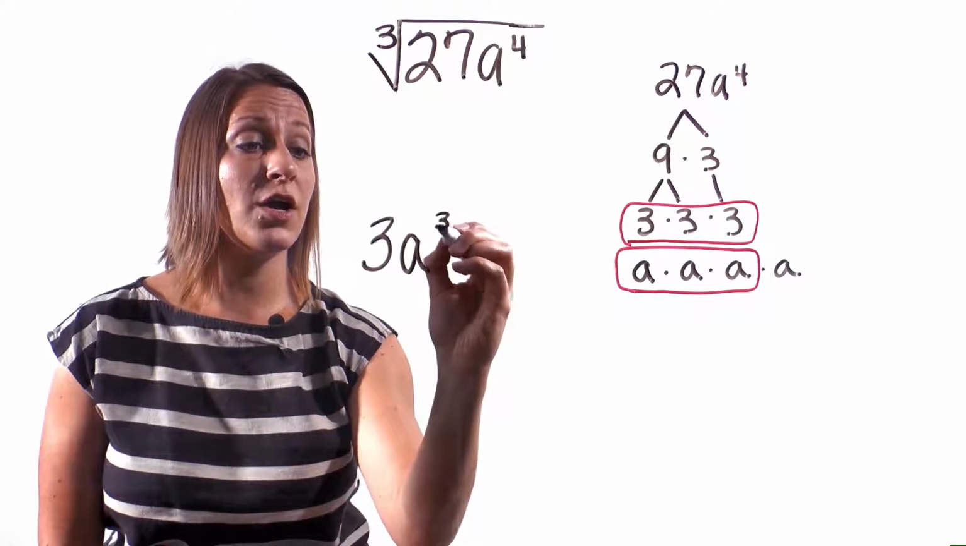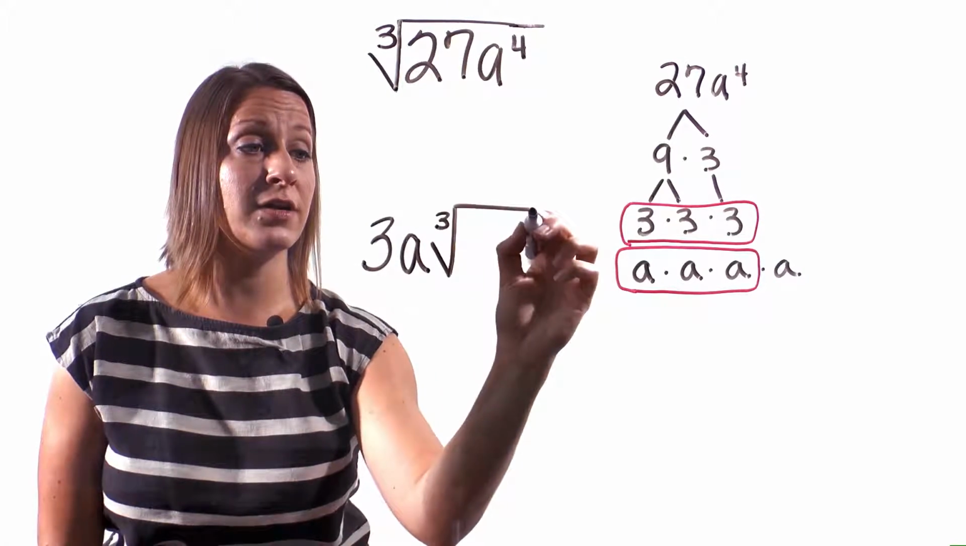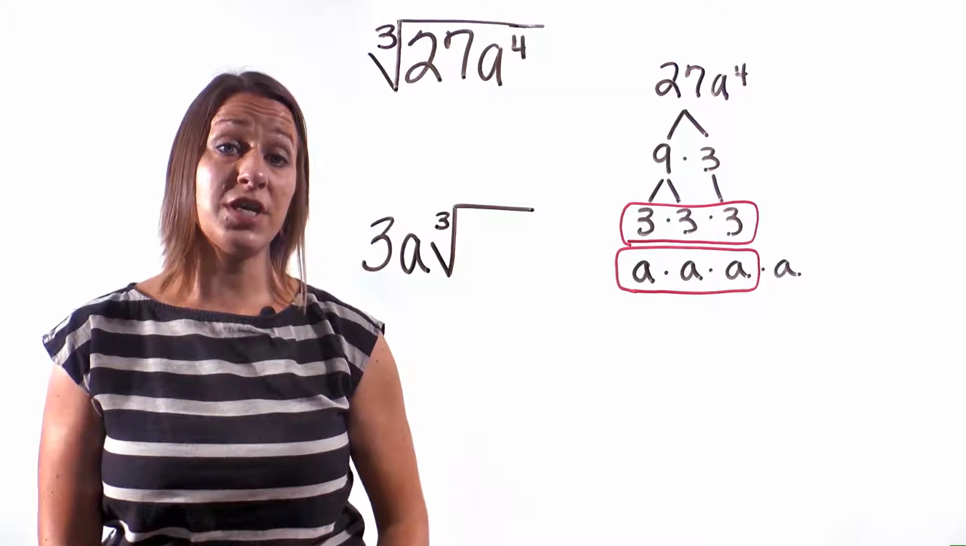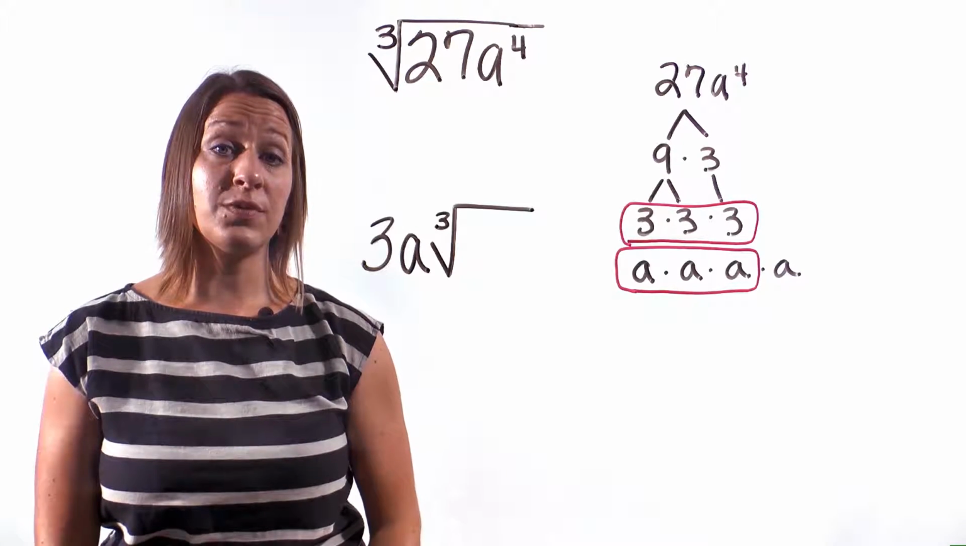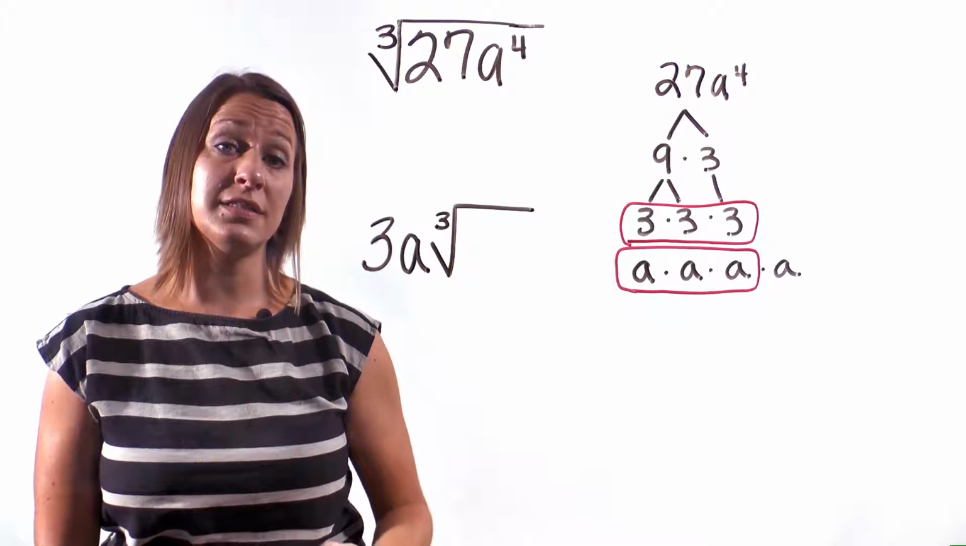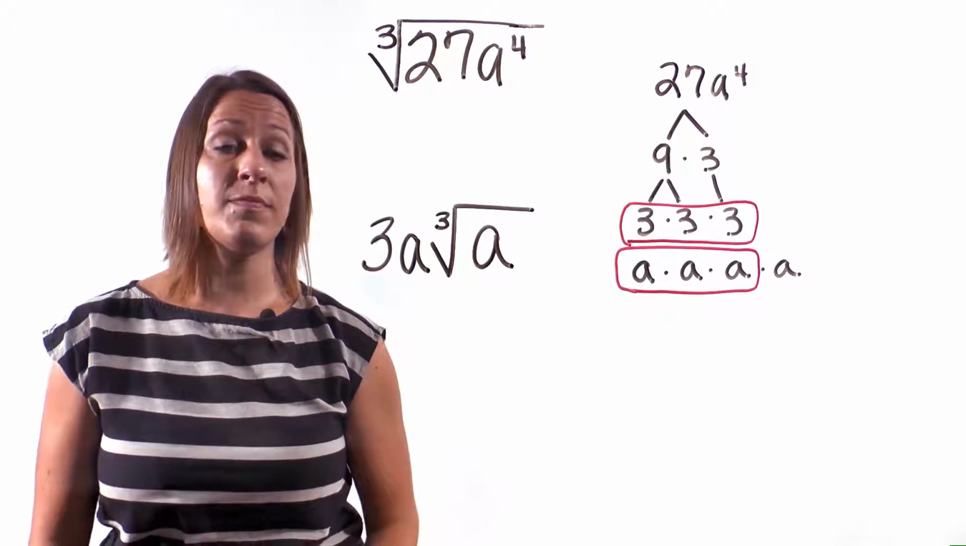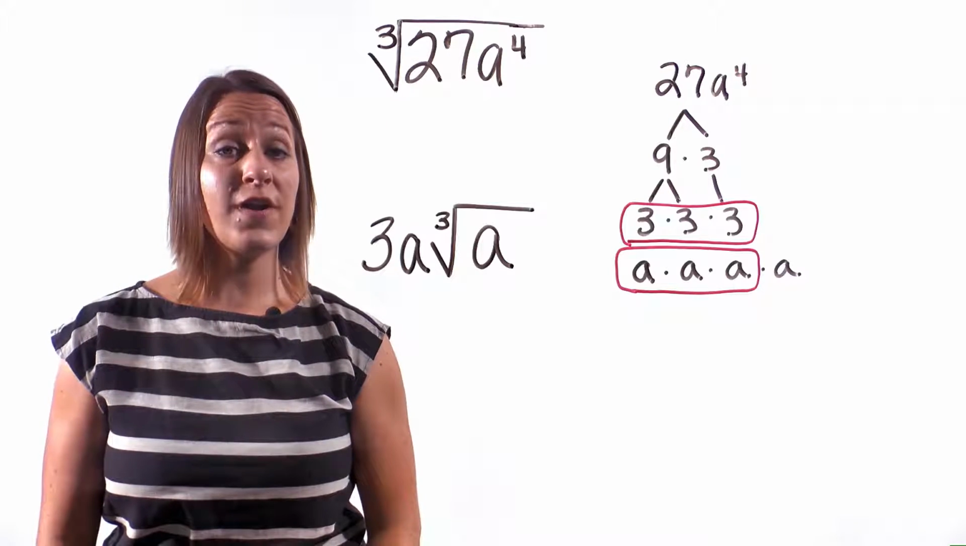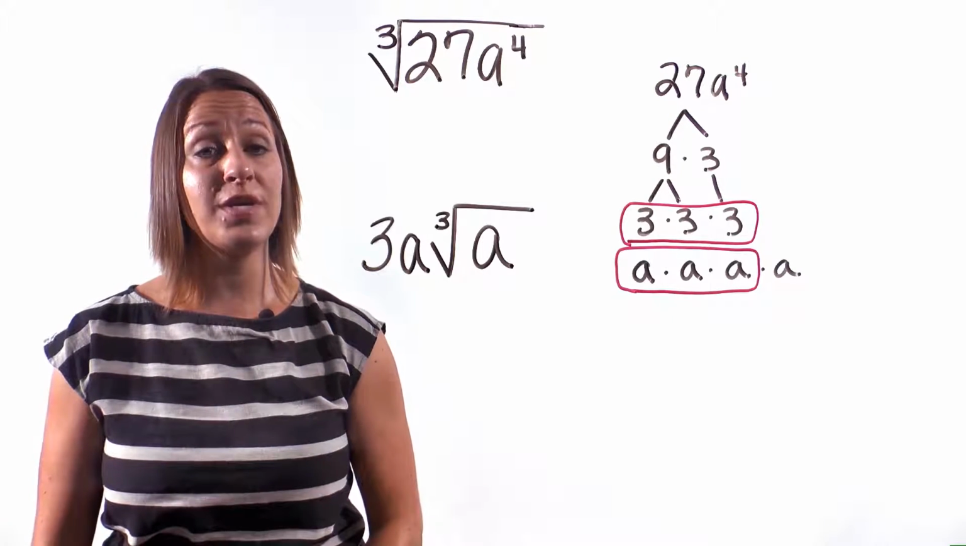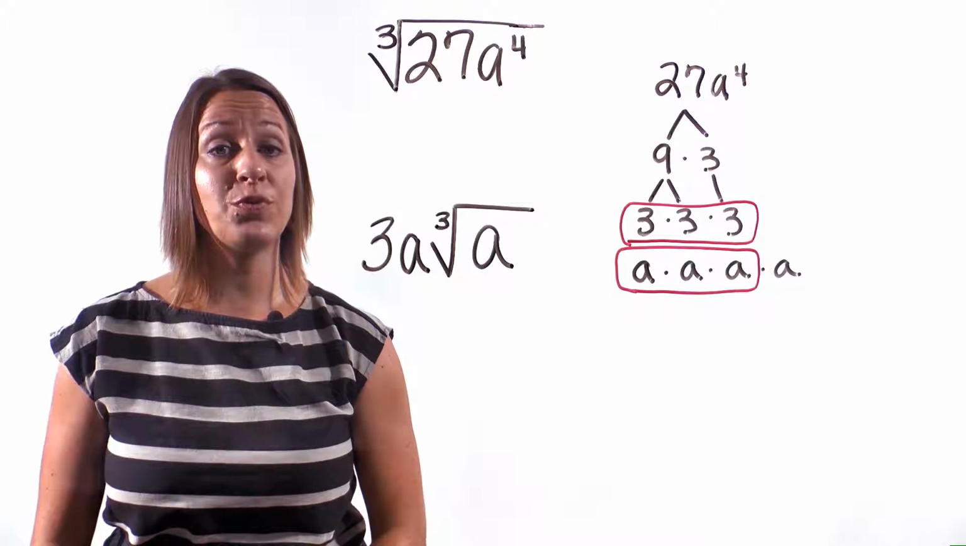Then we'll draw our cubed root radical sign, and whichever number or letter that was not part of a triplet set stays underneath the radical. So we'll put the a back underneath. So the final answer to this problem is 3a times the cube root of a.